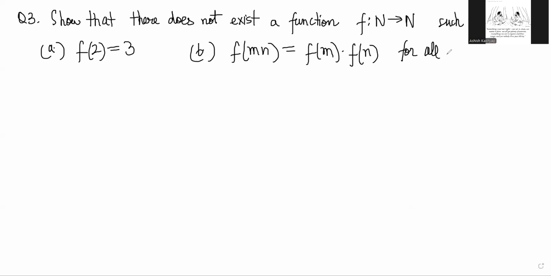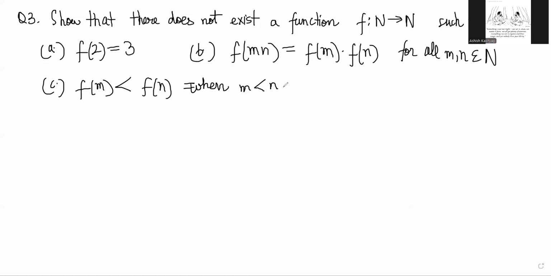For all m and n belonging to natural numbers. And the third condition is the increasing condition. It's an increasing function when m is less than n. Right. So we have to prove that there does not exist a function like this for which the f of 2 value is 3 and it satisfies the multiplicative and increasing nature, right? So we'll do a proof by contradiction, and we will assume that such a function does in fact exist, right?